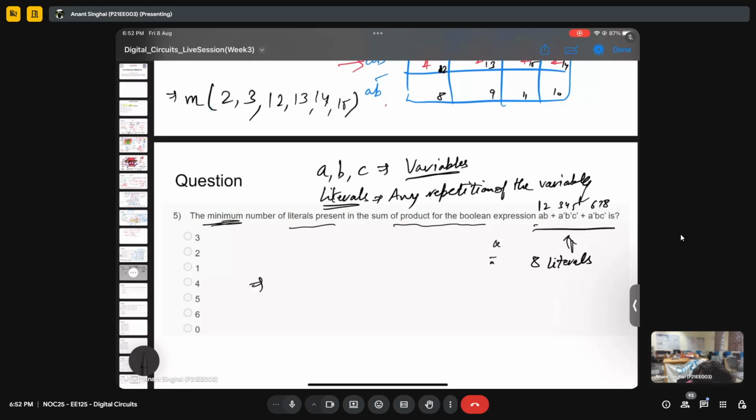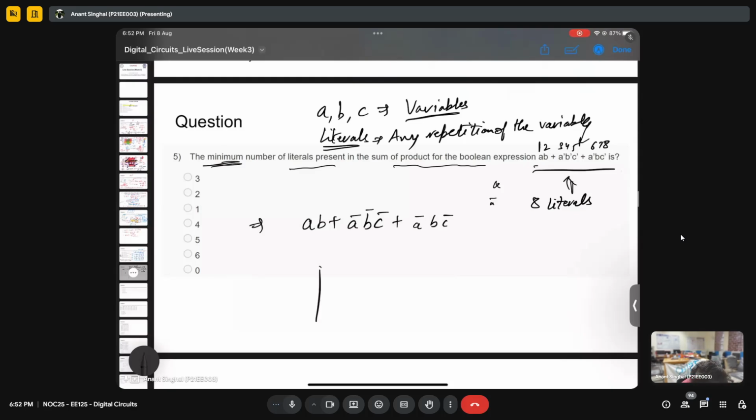Okay. Yeah, yeah. So let me do the simplification now. So it's A bar B C bar, whole bar, then A bar B C bar. Okay, so let's do it using maybe a K map quickly.